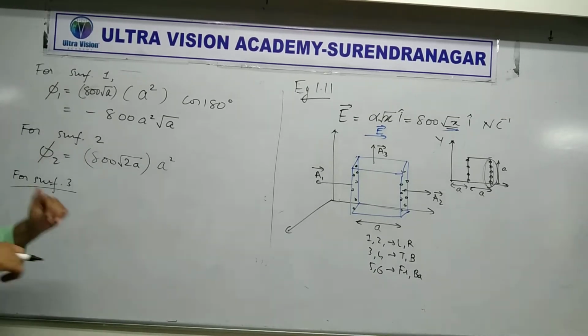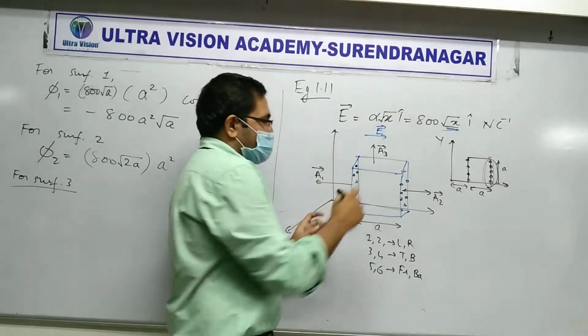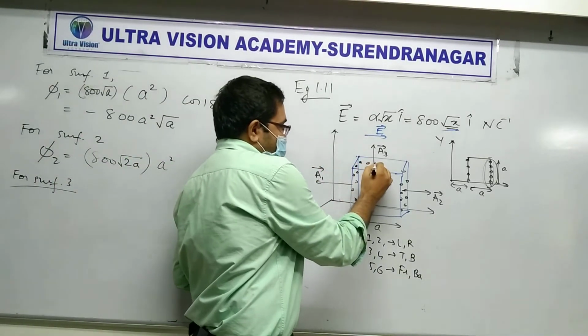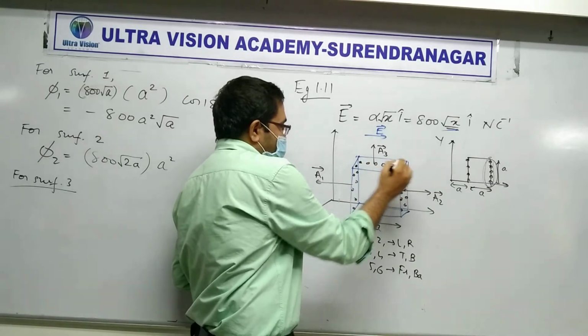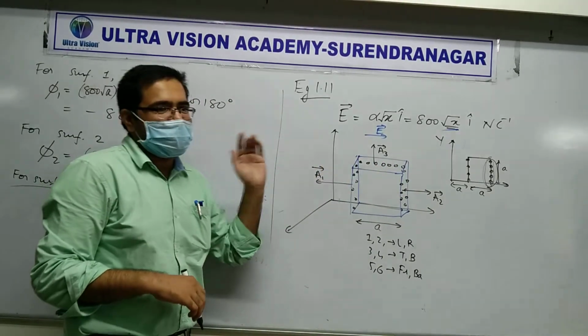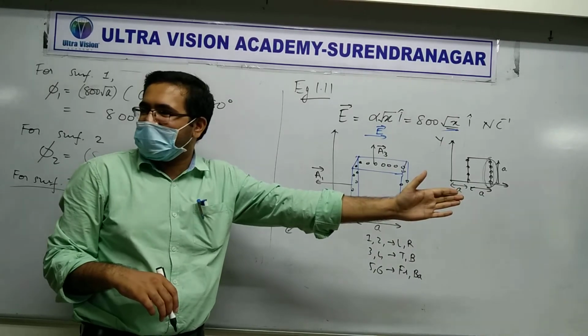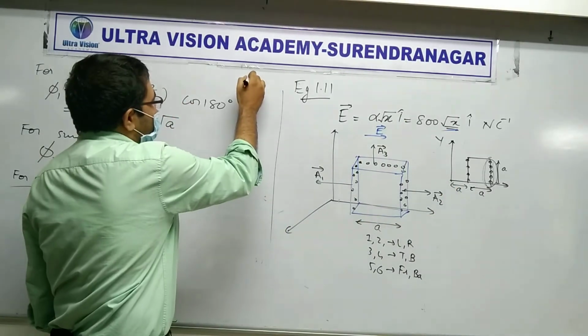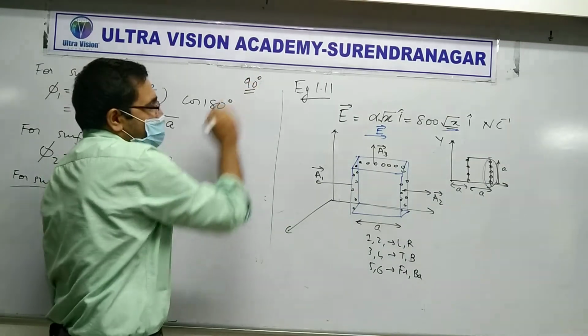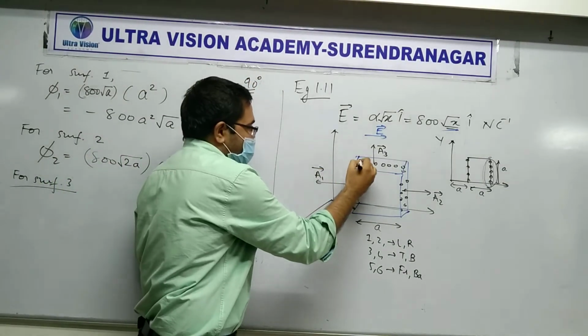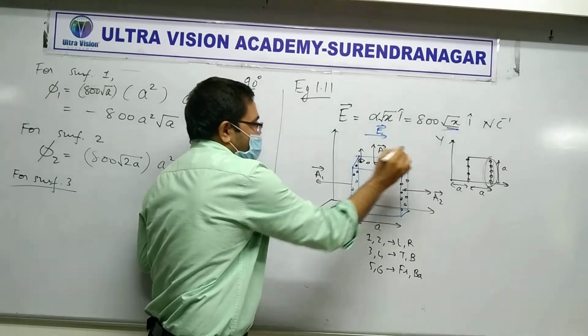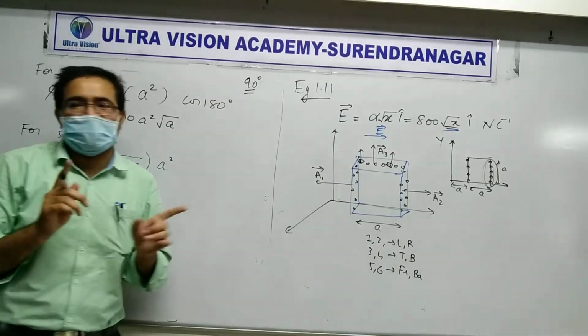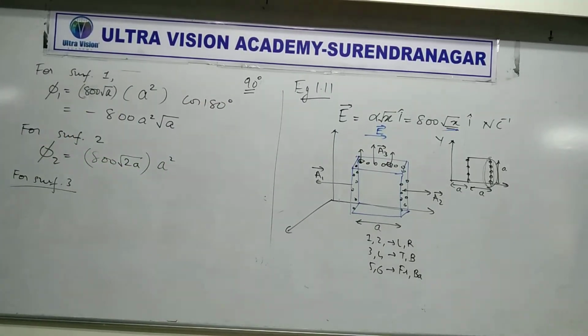90. Now here I know that it's not going to be uniform. Why? Here and here and here, the x coordinate is changing. Yes or no? Yes. As you go towards the right side, x coordinate will change. But luckily for us, the angle is always 90. Whether you take small area here or here, the angle between electric field and area vector is always 90. Otherwise you would have to do integration.